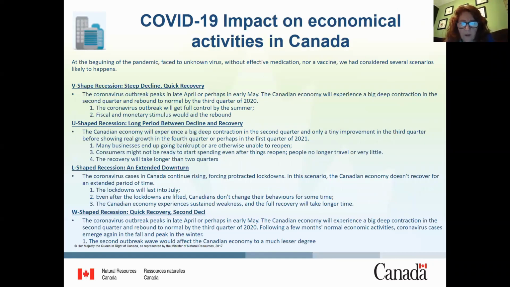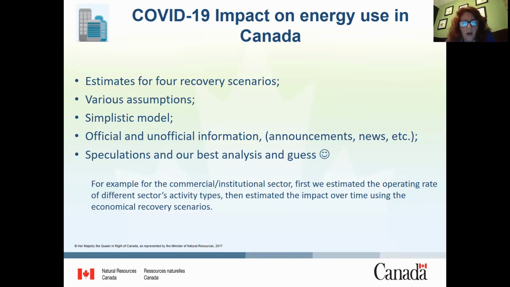Just to go into some details, we estimated wholesale trade at 30%, and retail trade as well. As I mentioned, education and recreation facilities were at 0%, as they were all closed. For healthcare and social assistance, we estimated an increase in energy use to 150%, and food services down to 50%. This was our best estimation.